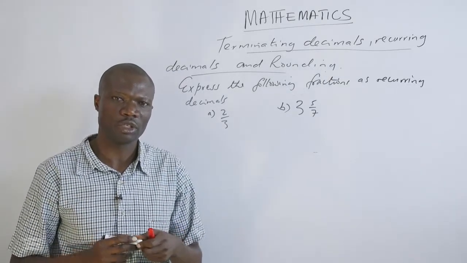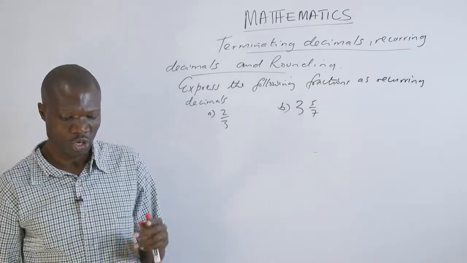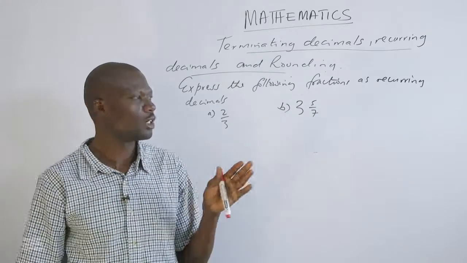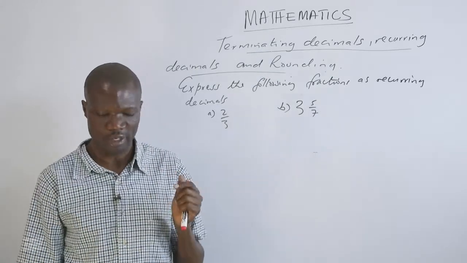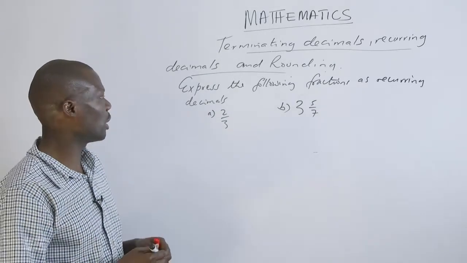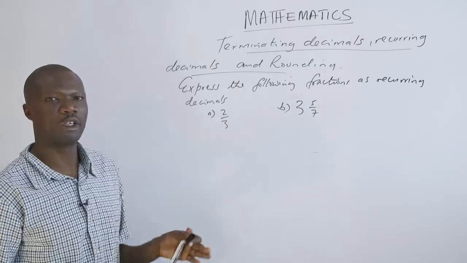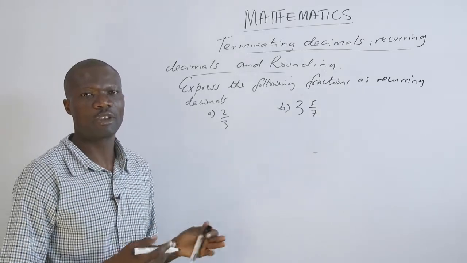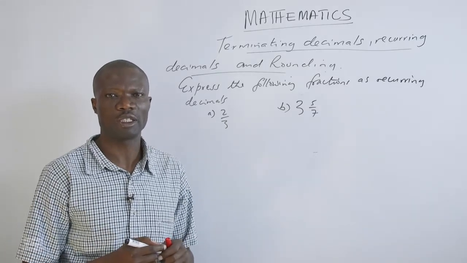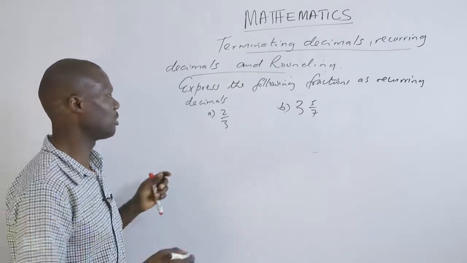Express the following fractions as recurring decimals. Remember, we are going to use convention. So the first one is 2/3. If you use your calculator, you'll be able to find it is the same as 0.6, and 6 is recurring. We can do it manually and see what it gives us.